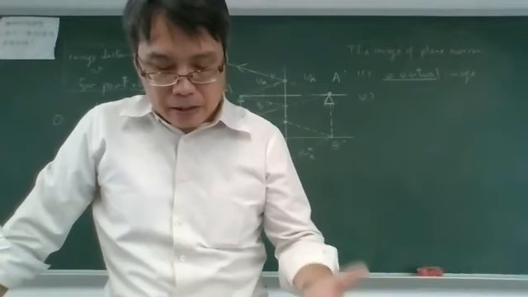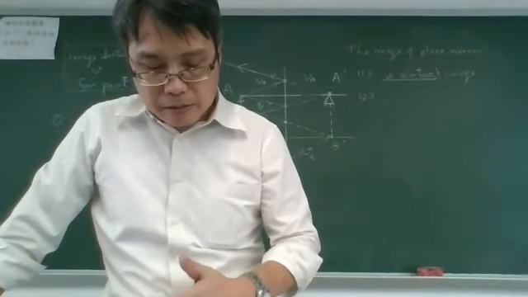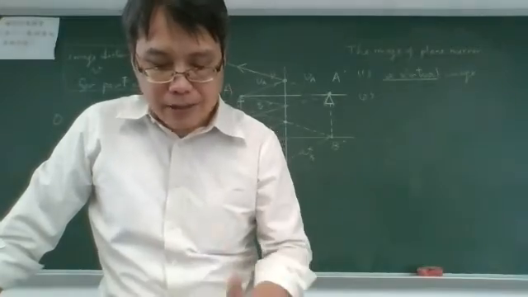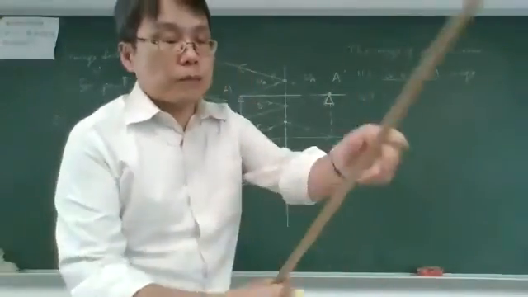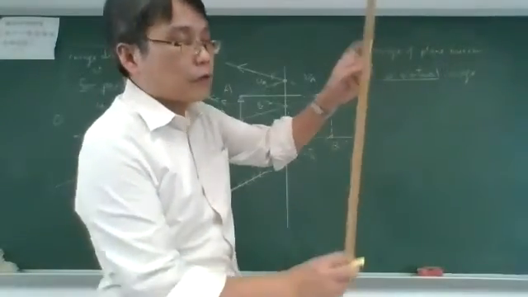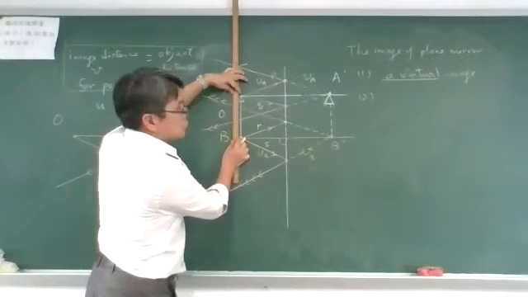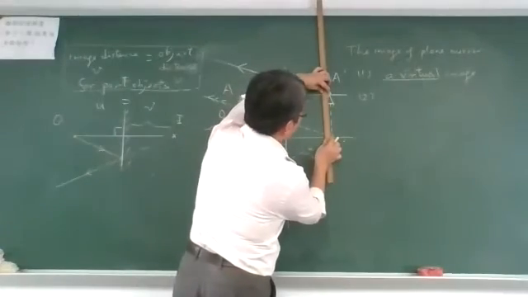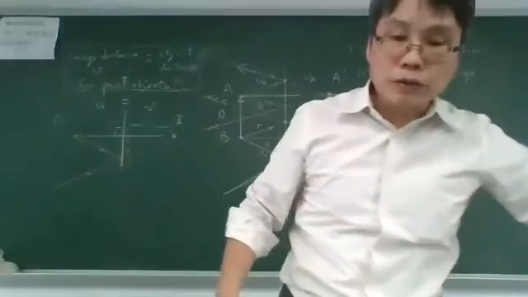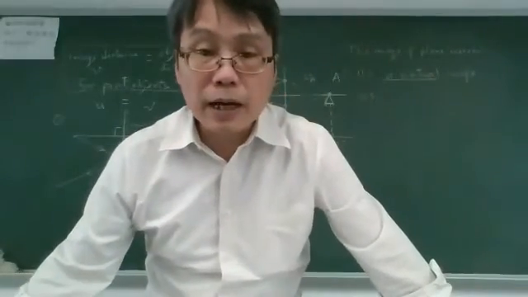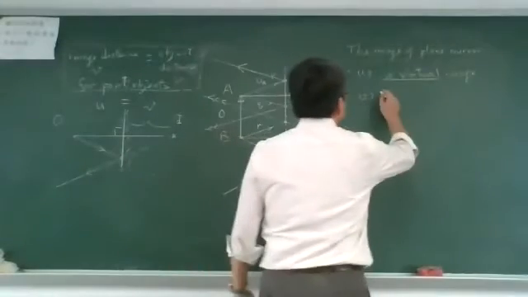Okay. Secondly, the image is of the same size as the object. You can make use of a ruler to measure the size, the length, or the height of the object. Okay. 2 units, right? And measure the height of the image, 2 units. It is very easy to observe that the image and the object are of the same size. Okay?